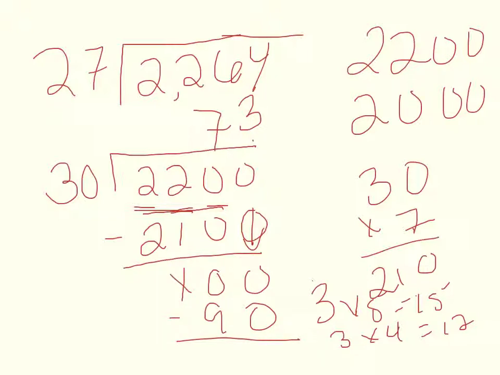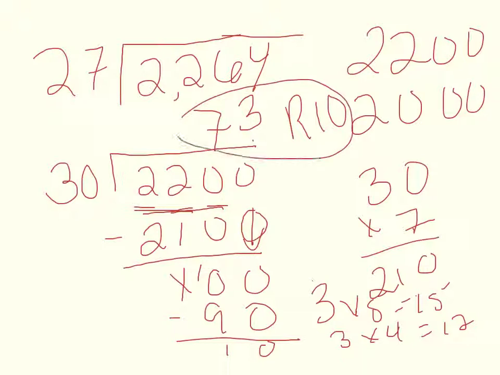We have to borrow from the 1. 10 minus 9 is 1. 0 minus 0 is 0. And that leaves us with a remainder of 10. And that is how you estimate dividing with greater numbers.